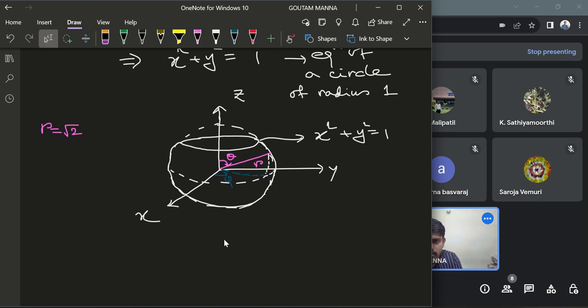So now a small surface element on the sphere, how will it look? It will be given by, okay, let me just show you how to calculate that.